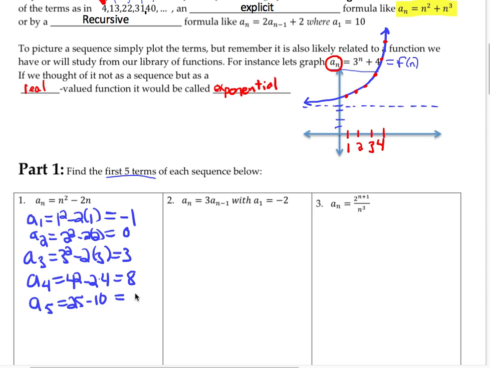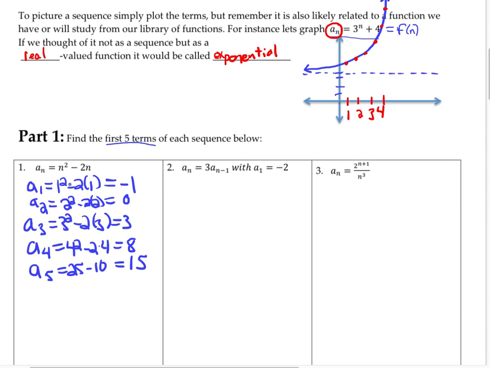So notice I skipped a little bit of work on that one. It's going to be 15. So how do we turn this explicit notation, I hope you recognize that, into a list? Well, you say the first term is -1, second term is 0, then we've got 3, 8, 15, and so forth. There is the list form of that sequence. Let's look at the second one.